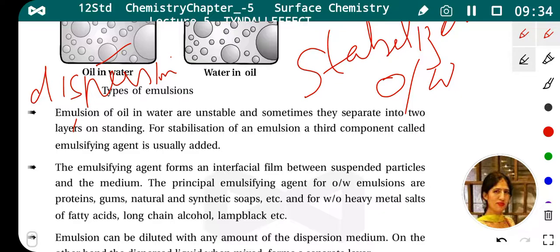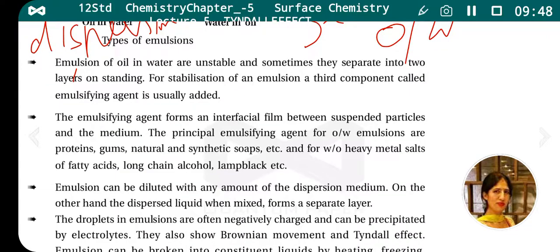And when you are talking about water in oil, the emulsifying agents are metal salts of fatty acids, long chain alcohols and lamp black. These are the examples. So be careful about your examples.